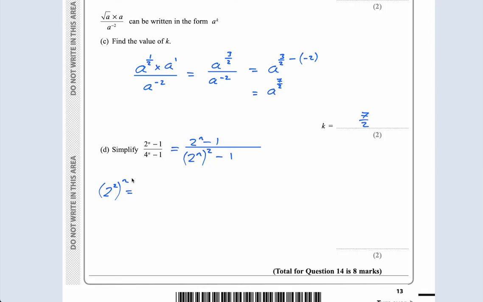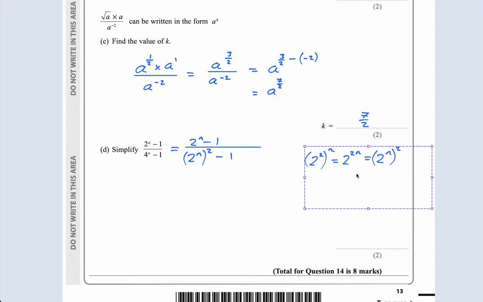But using our rules, this is 2 to the power of 2n. I multiply the powers. And then I can just swap these. Instead of saying 2 to the power of 2n, I can say 2 to the power of n squared. That's the same thing because I would multiply the powers. So that's, let me just put this to the side, guys, so you can see it, but fair enough. If you didn't see this, that is perfectly understandable.